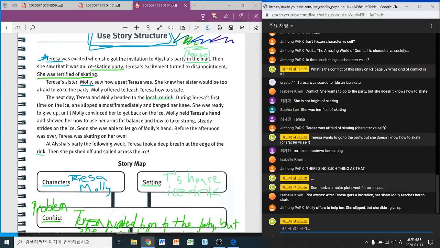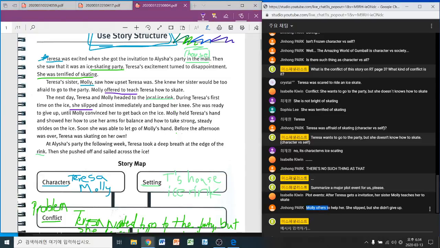Molly teaches Teresa how to skate. Okay. Alright. Jinhong says, Molly offers to help her. She slipped, but she didn't give up. Well, this is much more detailed. I like this. This is wonderful. Okay. Molly offers to help her. We have that here. Molly offers to help. And then she slipped, but she didn't give up. She slipped and hit her knee, but she didn't give up. And then, right, she learned how to skate. Okay.